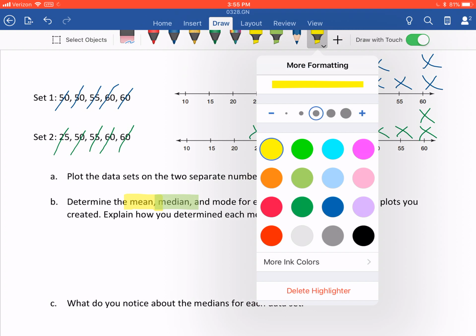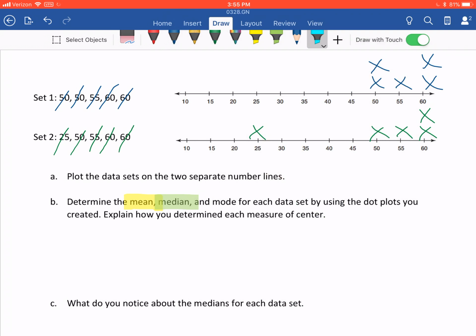I'm going to add a color here. Let's go blue. And mode for each data set by using the dot plots you created. Explain how you determined each measure of center. So I'm going to split this space in half here, and I'm going to put everything for set 1 over here, and everything for set 2 over here.